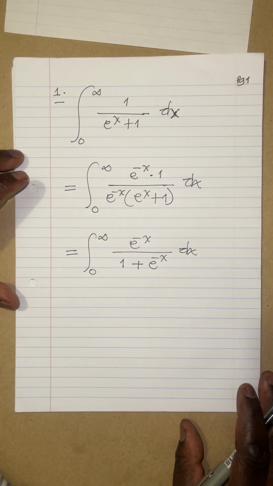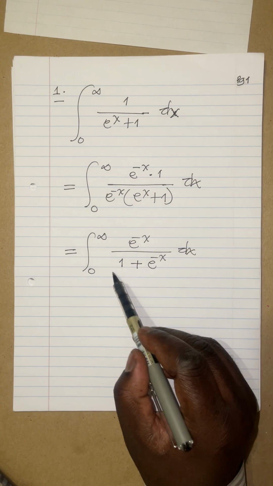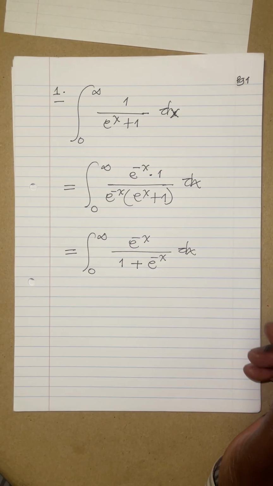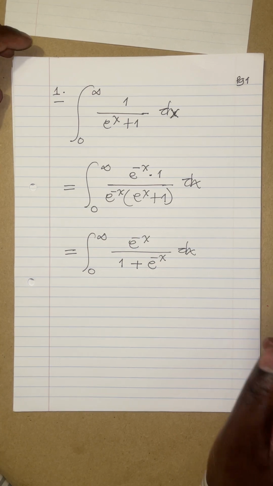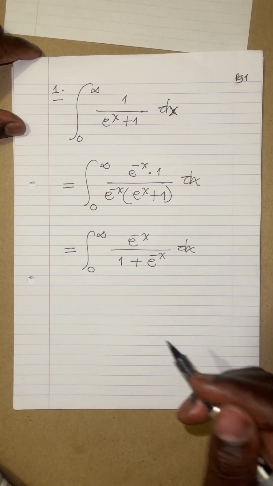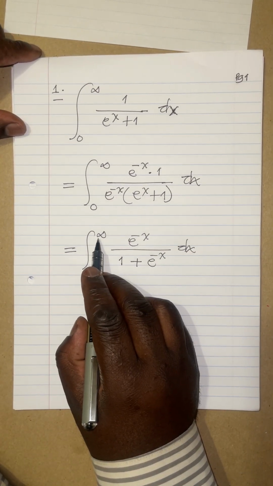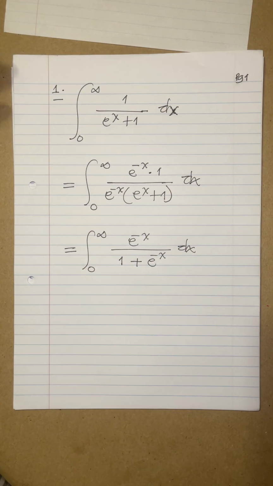Now, u substitution can work because we have e to the power minus x in the denominator and we also have it in the numerator there. But now, let's go straight into u substitution before we explain how you deal with the infinity there.